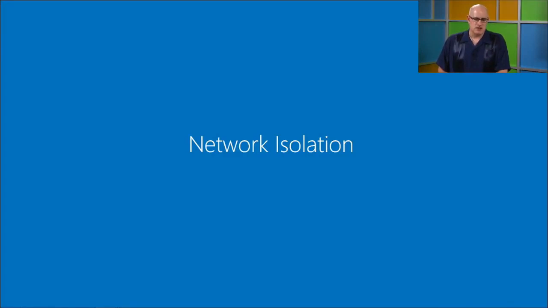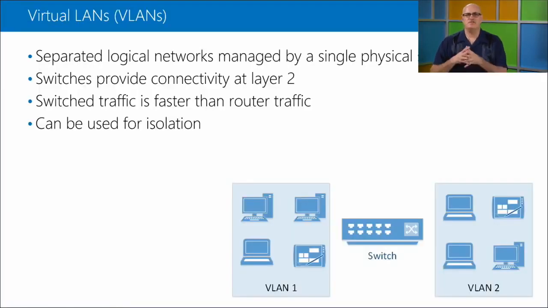Network isolation. Basically with VLANs, enabling a computer to be isolated from the rest of the system, disallowing it to communicate with those other systems until it comes back into compliance. A virtual LAN is a set of separated logical networks managed by a single physical switch. Switches provide connectivity at layer 2, the data link layer. Switch traffic is faster than router traffic and can be used for isolation.